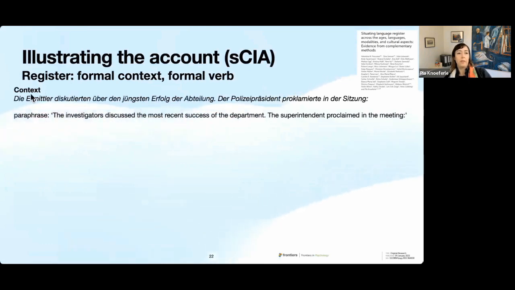You see the German original up top and a paraphrase at the bottom. So: the investigators discussed the most recent success of the department. The superintendent proclaimed in the meeting. So this is a relatively formal context. Proclaim is a relatively formal verb. Superintendent, investigators, everything about this context, especially also in the German original, which was pre-tested for formality, is formal.